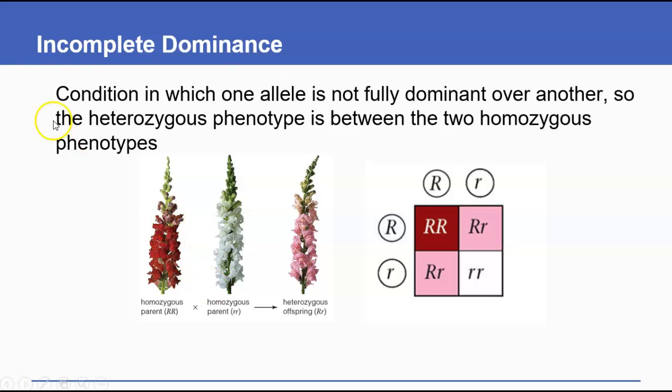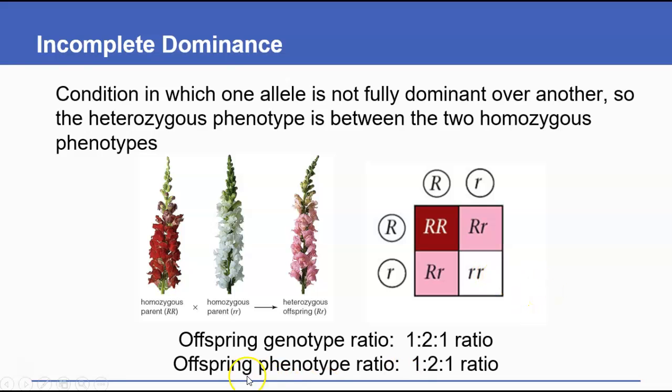And this is another good case where you let the terms guide you. Incomplete meaning not fully. So incomplete dominance is a case where the heterozygous individual has a phenotype that's different than either of the phenotypes of the parents, meaning the heterozygous individual has a different genotype and a different phenotype that lies in between that of the parents. So here we have the offspring genotype 1 to 2 to 1. And that's what we also see for the phenotype, where you get these pink offspring from red and white.